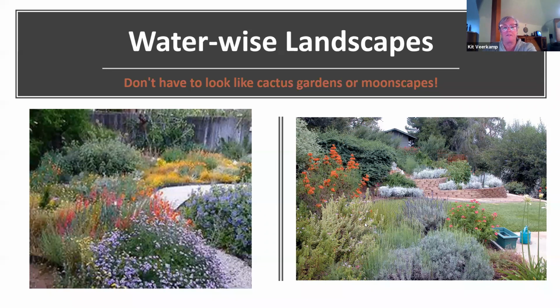This is a good example, especially the one without the lawn, but if you want lawn, you still can plant water-resistant plants in the areas around that. And you can see that both of these would be great pollinator gardens.